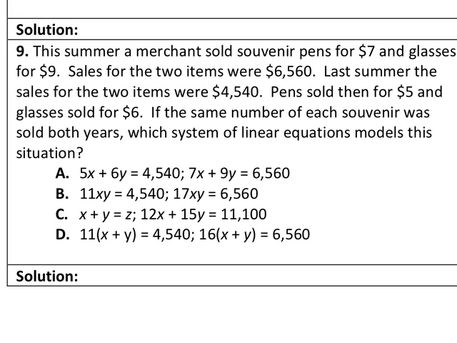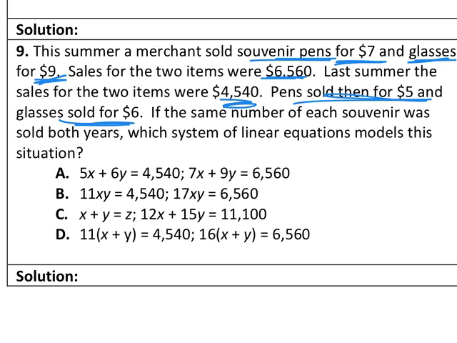Alright, this summer a merchant sold souvenir pens for $7 and glasses for $9. Sales for these 2 items were a total of that. Last summer, the sales for the 2 items were a total of that. Pens sold for $5 and glasses sold for $6. If the same number of each souvenir was sold both years, which system of linear equations models this situation?